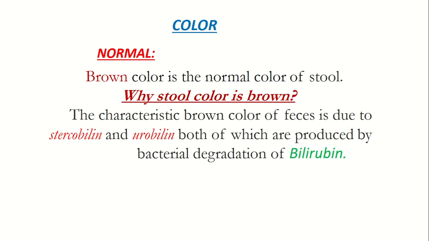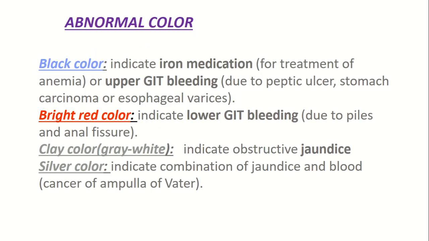Now color. Usually it is brown color due to urobilin and stercobilin, that is the metabolites of bilirubin metabolism, that impart typical brown color. Now abnormal color, particularly whenever there is upper GI bleeding, particularly in peptic ulcer, stomach carcinoma, esophageal varicose bleeding. In that case, it is black color stool, and a very important treatment part, that is iron medication. In case of anemia, stool becomes black color. And whenever there is lower GI bleeding, particularly in piles or anal fissure bleeding, it is bright red color.